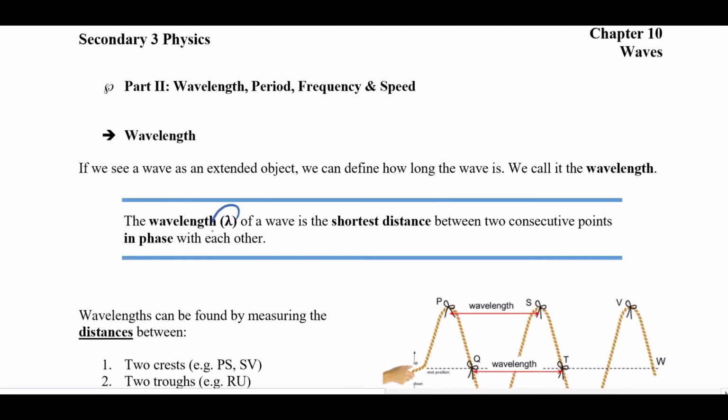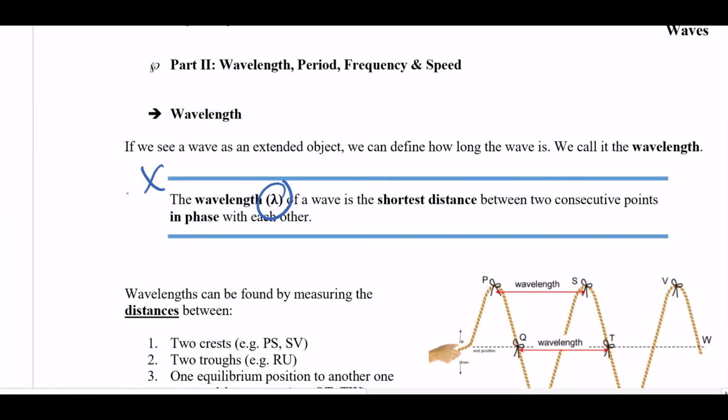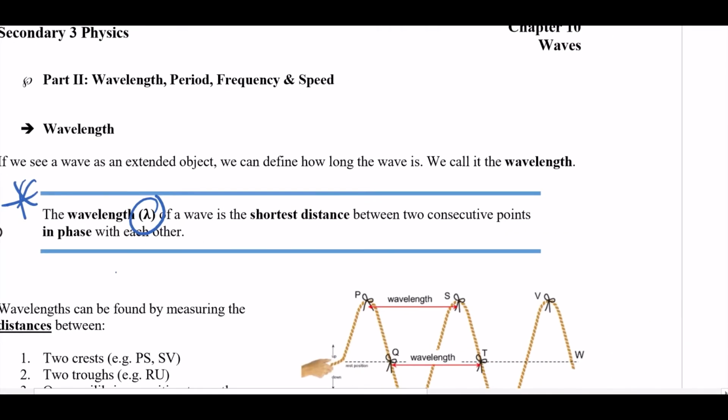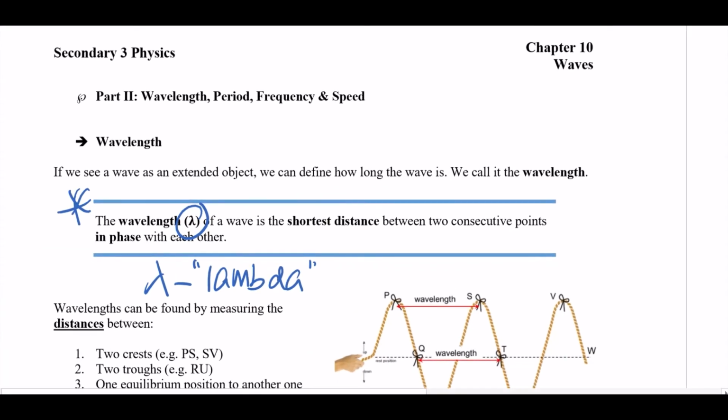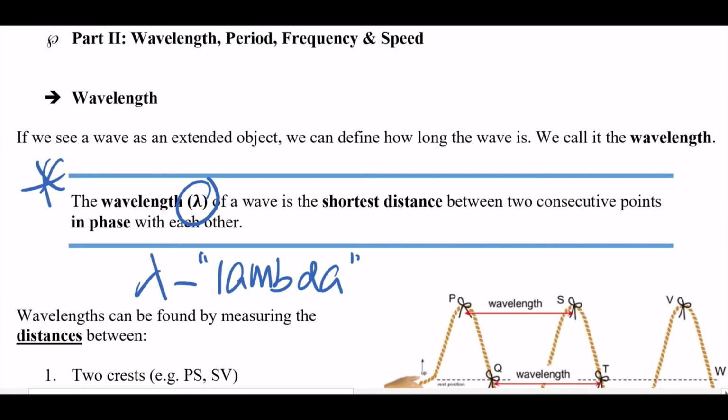For the wavelength, we use this symbol. This is a Greek symbol, so memorize it first. This Greek symbol is named lambda. It's something like the Greek letter L. So the wavelength, or lambda, of a wave is the shortest distance between two consecutive points in phase with each other. Again, you see the word phase; I'll explain later what it means.